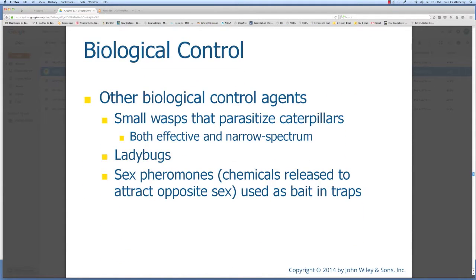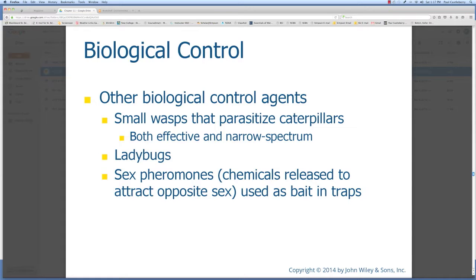Now, I thought this was interesting. Small wasps are actually released, and they become parasites of caterpillars, which can create some issues for our crops. This is an effective strategy, but it's very narrow.